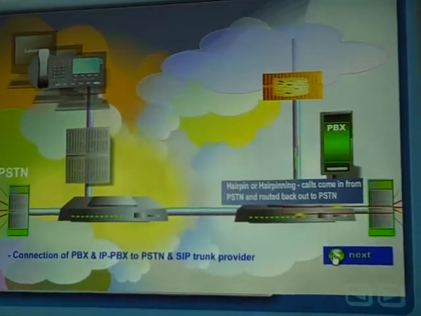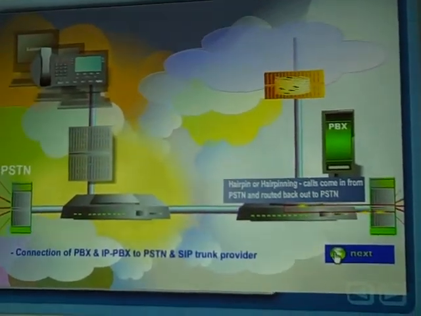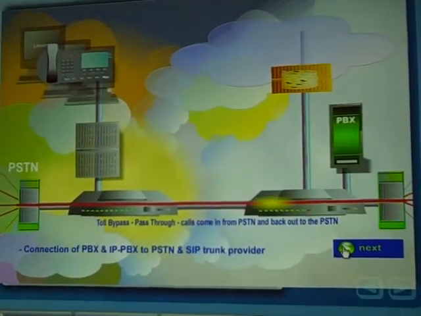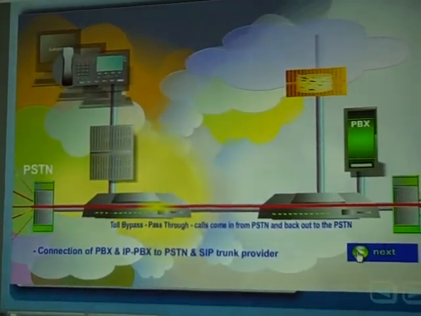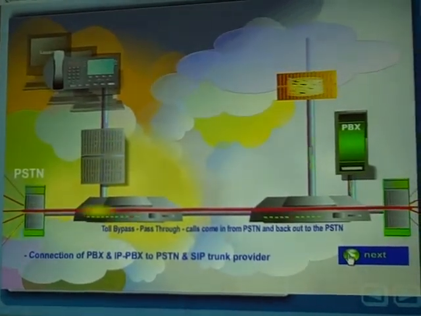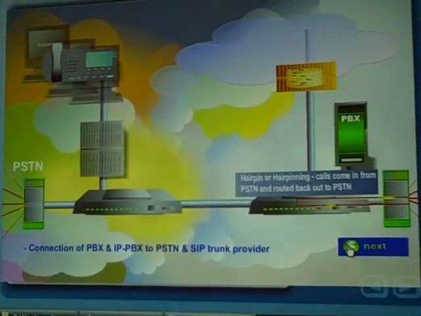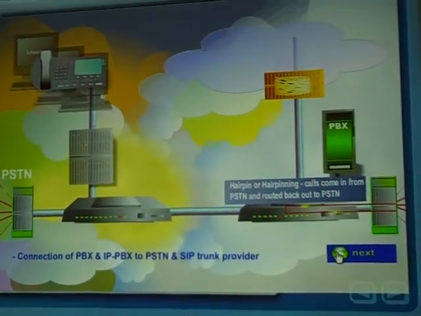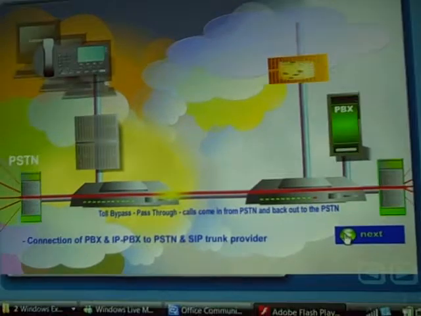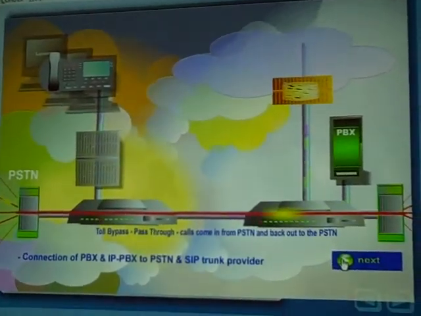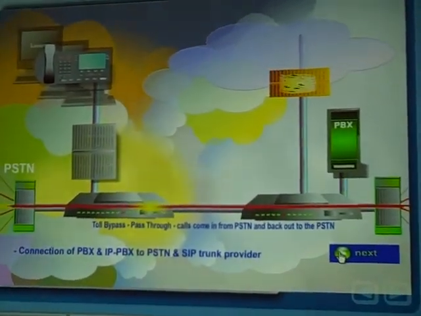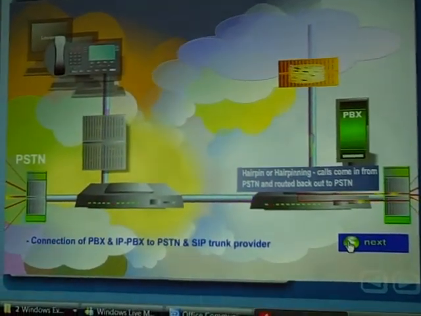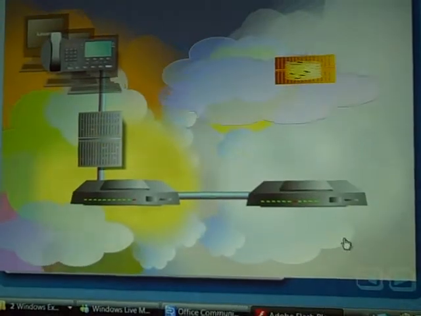We have a situation called hairpinning, or hairpin, where calls come in from the PSTN and get routed back out. We could also use the media gateway for toll bypass, so that the calls would come in, get routed through the media gateway to a distant location, and then get routed back into the local network without having to pay long distance charges. While long distance charges have been minimized, long distance is still not free. So this provides an on-net solution for using the media gateway. Okay, what else do we have?